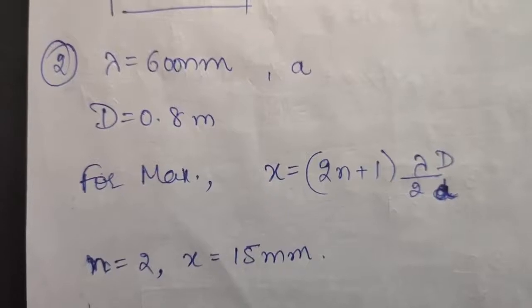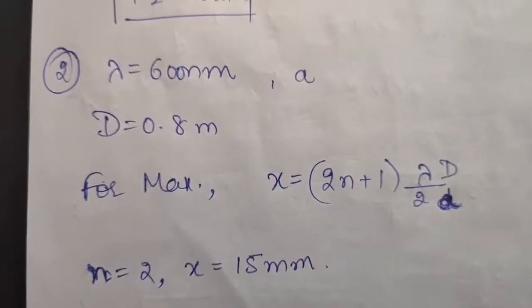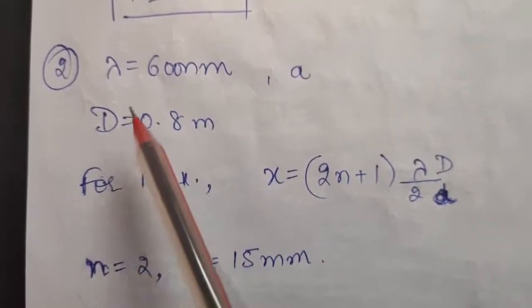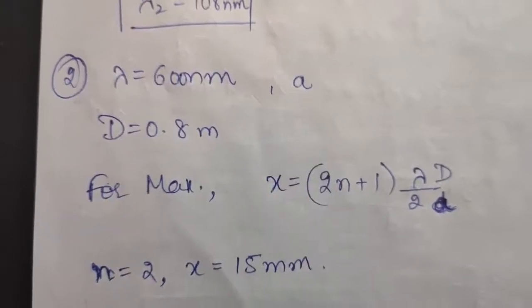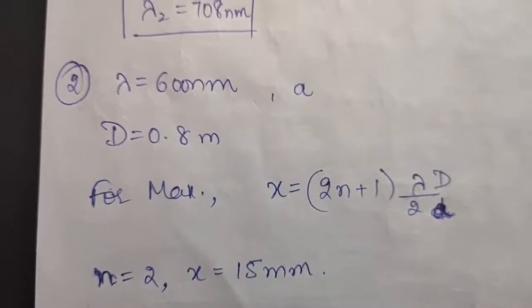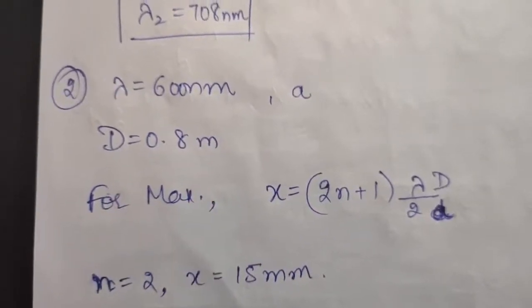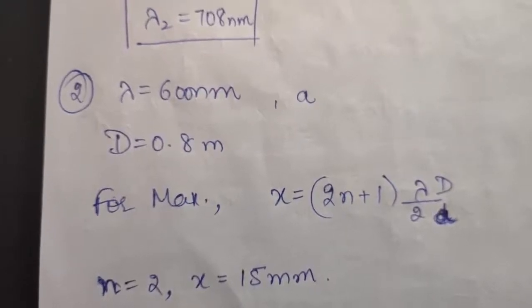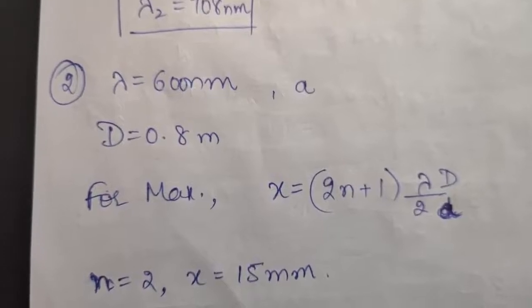Okay, the next question says a parallel beam of light of wavelength 600 nanometer is incident normally on a slit of width a. So wavelength is 600 nanometers and slit width is given to be a. If the distance between the slit and the screen is 0.8 meter, that is capital D is 0.8 meter, then the question says the distance of second order maxima from the center of the screen is 15 millimeter. Calculate the width of the slit.